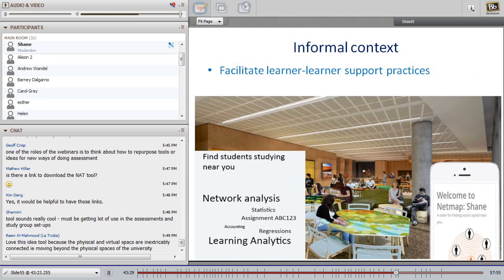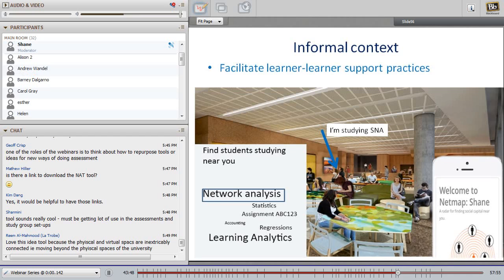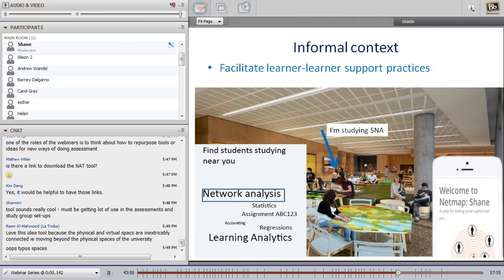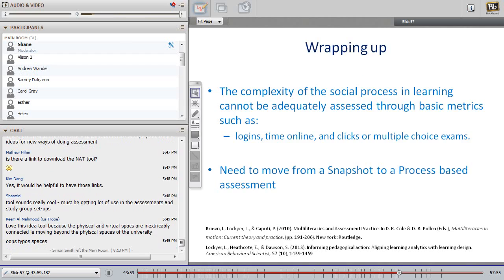This was one of the search mechanisms, just to illustrate this further: find students studying near you. This might be just a tag cloud looking at different topics, and the larger the word, the more students have indicated that this is what they're working on, or this is the skill that they may have. And we can see here that just in the back there might be a student saying, I'm studying SNA. So it's a way in which students could rapidly visualize what's happening in these spaces.